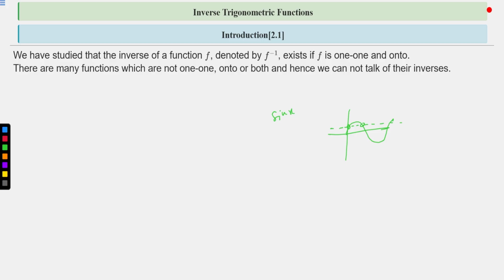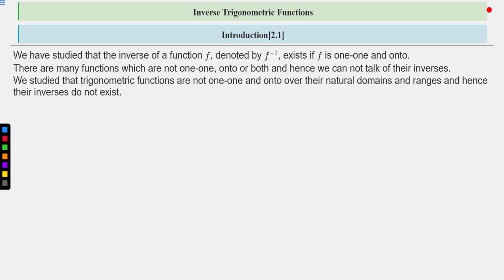So there are many functions which are not 1-1, onto, or both. Hence we cannot talk of their inverses, right? We studied that trigonometric functions are not 1-1 and onto over their natural domains and ranges. Hence their inverses do not exist. So the inverses of the trigonometric functions in their natural domains do not exist, right?